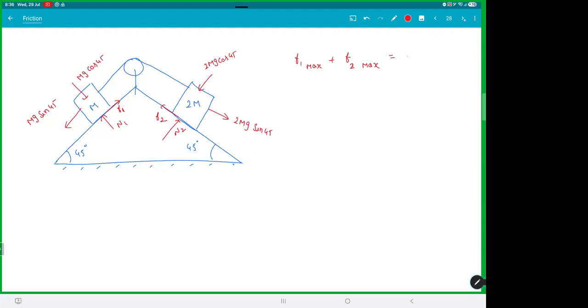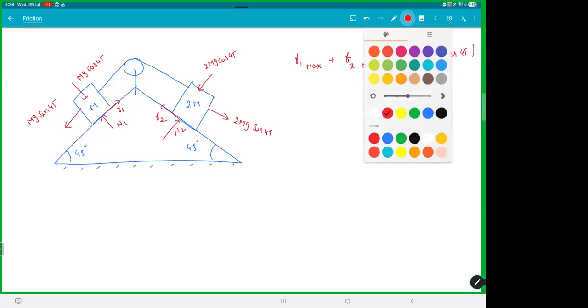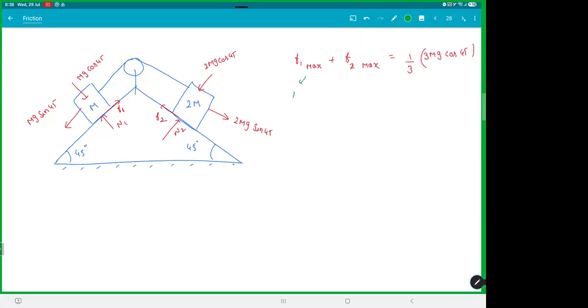So mu is 1 by 3, 1 by 3, 3mg cos 45. That is our total friction, mu into N1 and mu into N2. So this comes out to be mg cos 45. So this is the maximum friction.